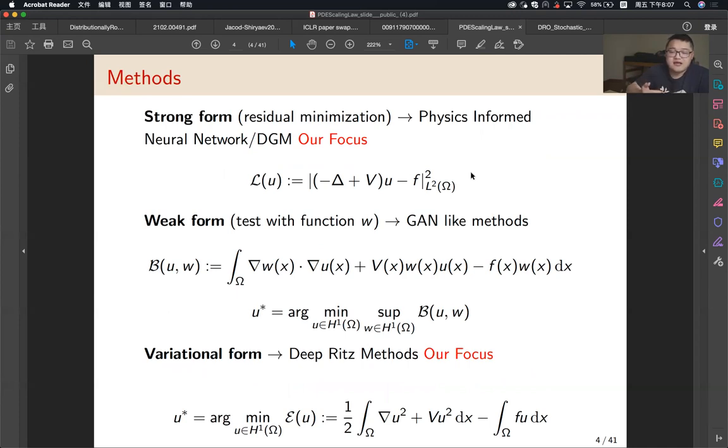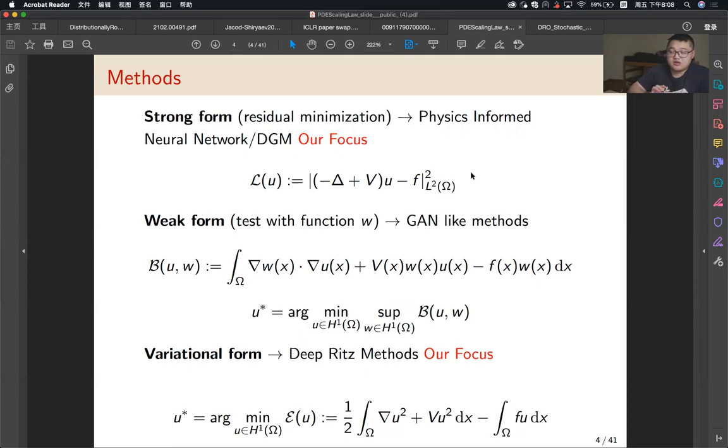The first one is minimizing the residual of the solution of my PDE. It can also be considered as minimizing the strong form of the PDE. This is called the physics-informed neural network or deep Galerkin method. There are also other ways that use a weak form, so you can have a test function and you take the argmax over your test function to see whether your PDE has been solved. This is the weak adversarial network method, and it's a minimax objective. So I will not talk about it in this work.